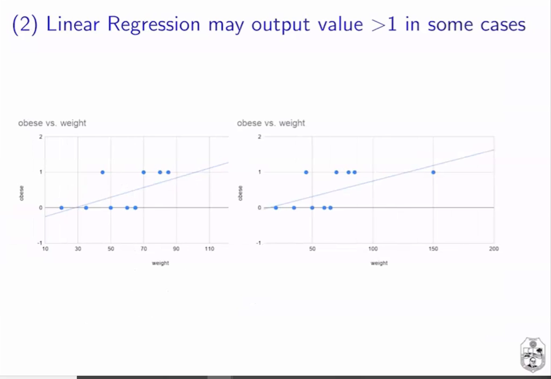The second reason why the linear regression model is not used is that it may output a value greater than 1. Now see, while adopting the linear regression model, we think that 0 is non-obese and 1 is obese. And in this particular case of 150, the value associated with the output is greater than 1, so that is 1 point something, in between 1 and 2.